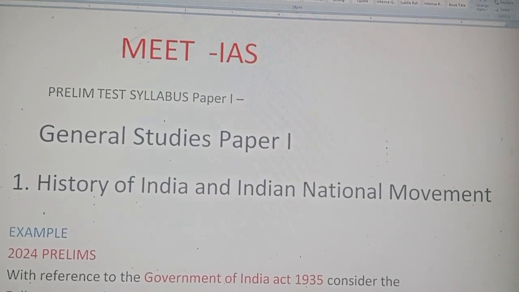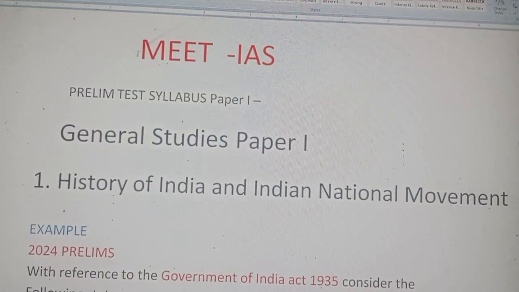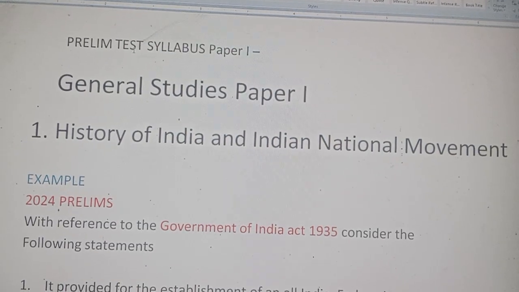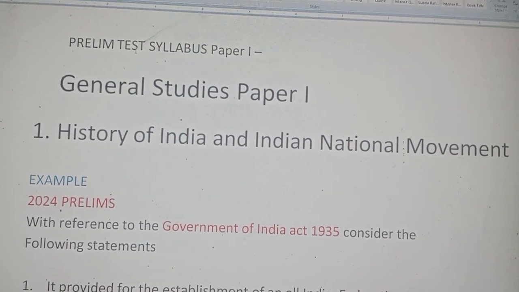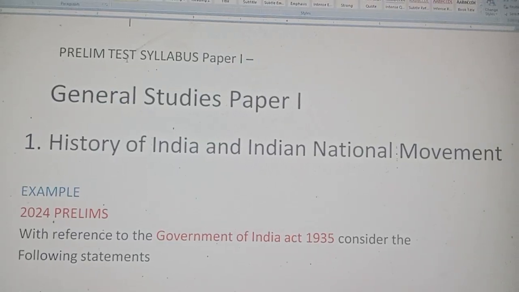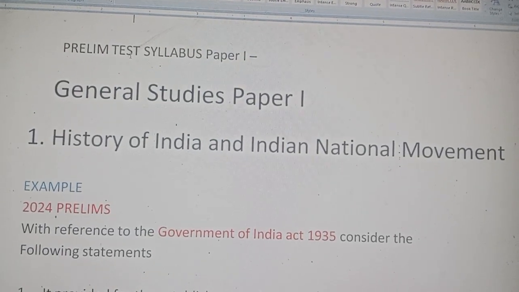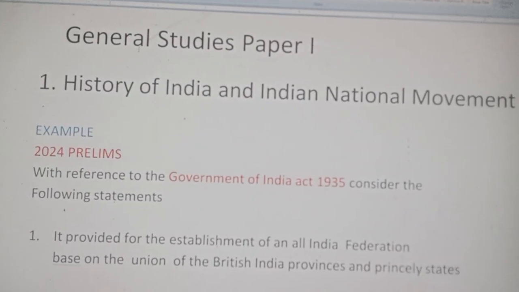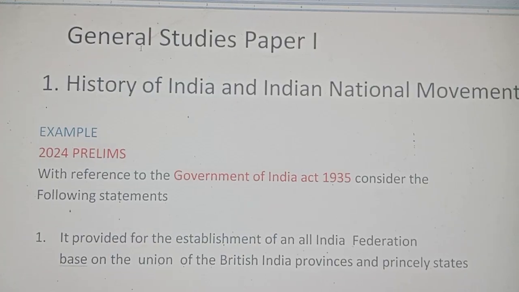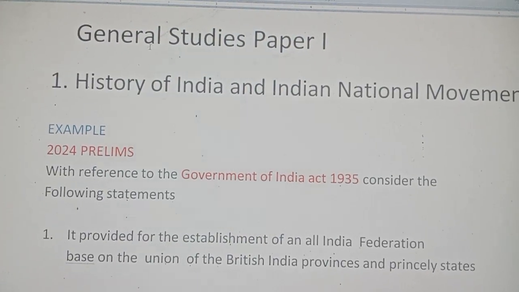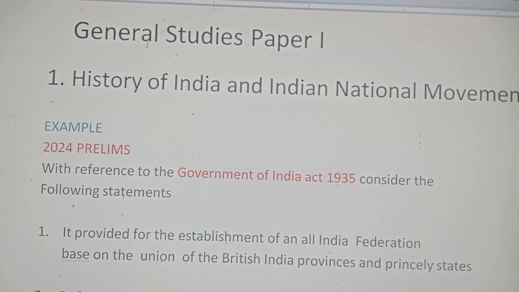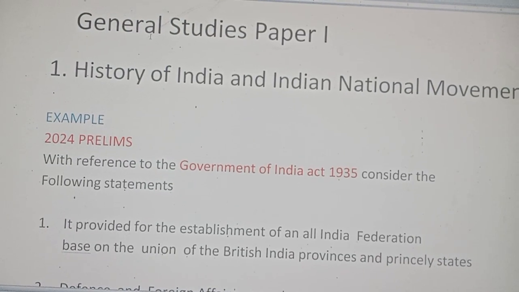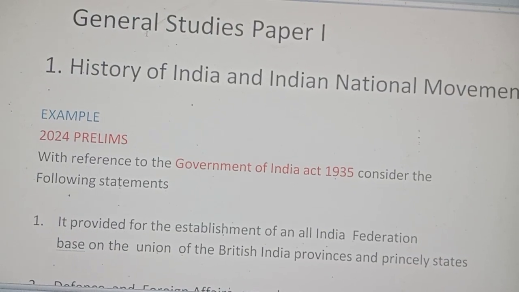Example, 2024 preliminary question. With reference to the Government of India Act 1935, a major topic in the history of India and the Indian national movement. Consider the following statements. First statement: it provided for the establishment of an All India Federation based on the union of the British India provinces and the princely states.